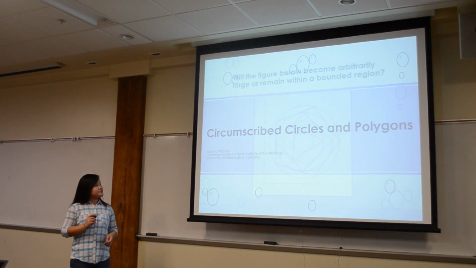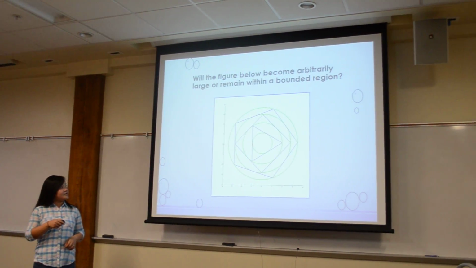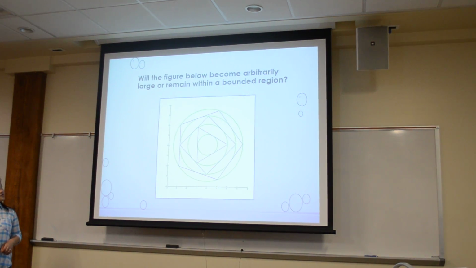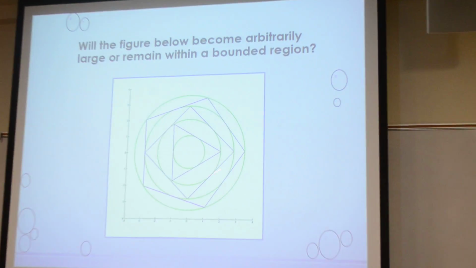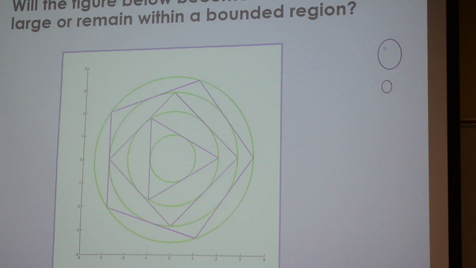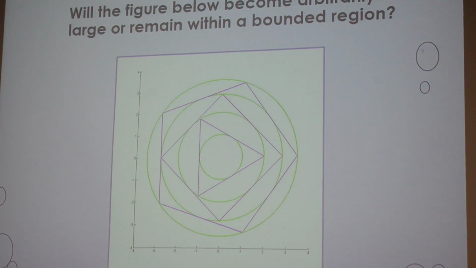Let me introduce you the problem. If I have a first circle and draw outside, circumscribed by the triangle, and another circle, and keep going with the polygons, which is a square, and the next one is a circle and a pentagon later. The question is, will the figure below become arbitrarily large or remain within the bounded region?